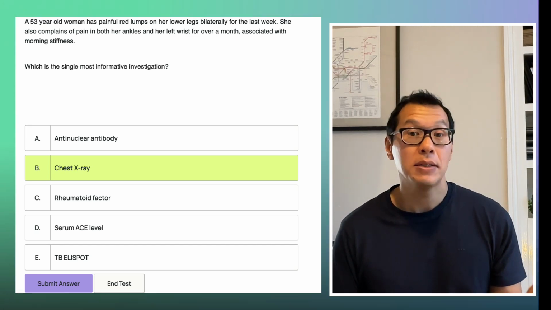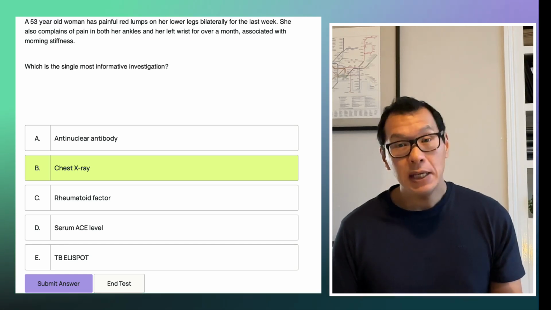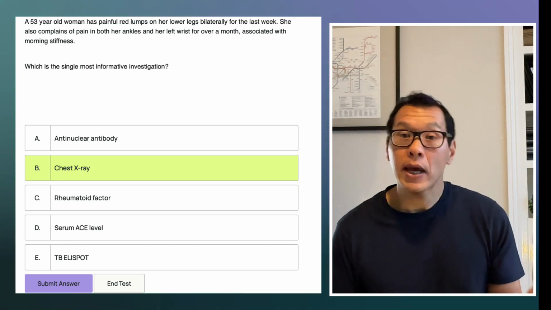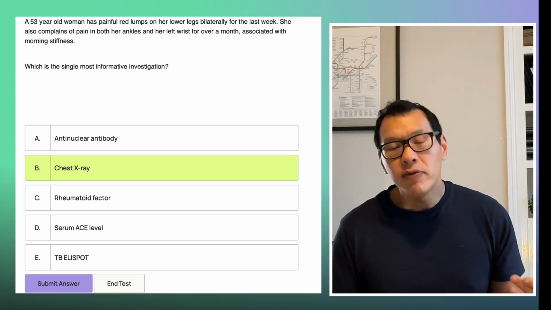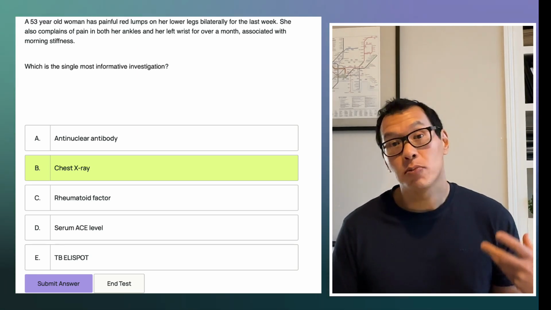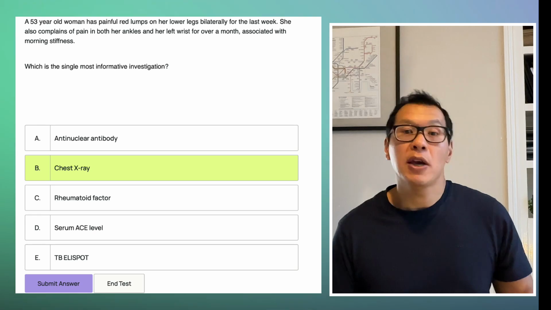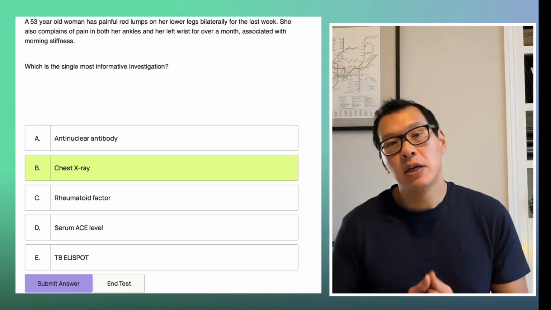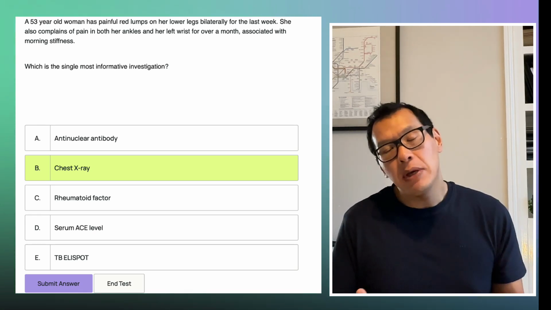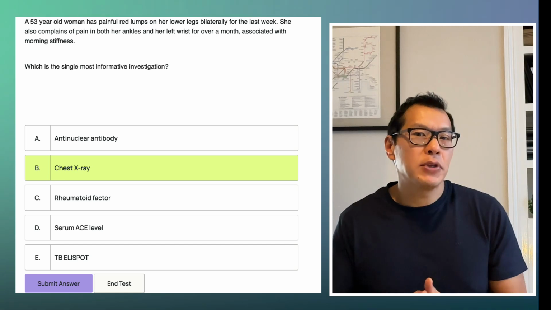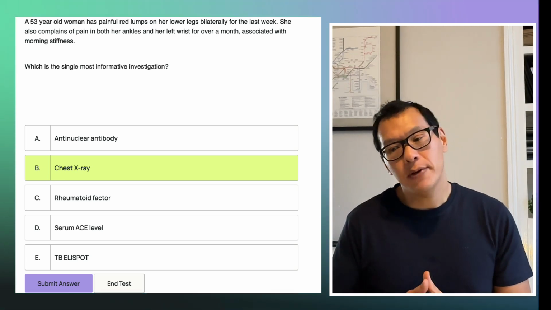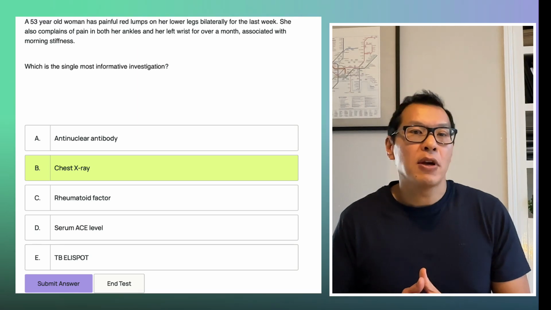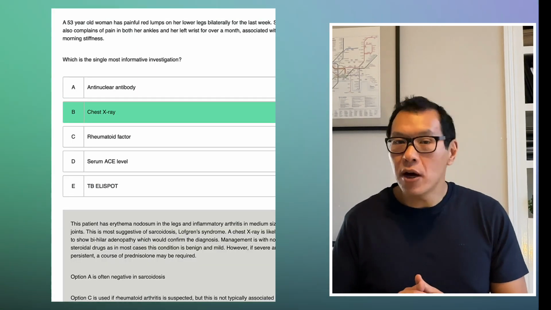What about option E? TB Elispot. Yep. TB can give you erythema nodosum. It can give you some joint pain, but generally it will give you respiratory symptoms such as productive cough, and you might also get fever and weight loss, etc. Okay. There's nothing really to suggest TB here. So it's one of those where it's neither here nor there. Okay, so let's go for option B, which is the right answer.